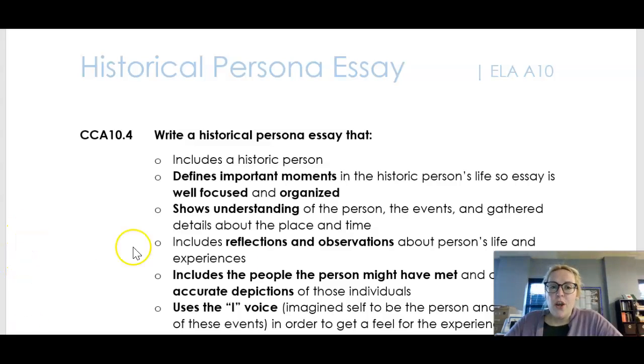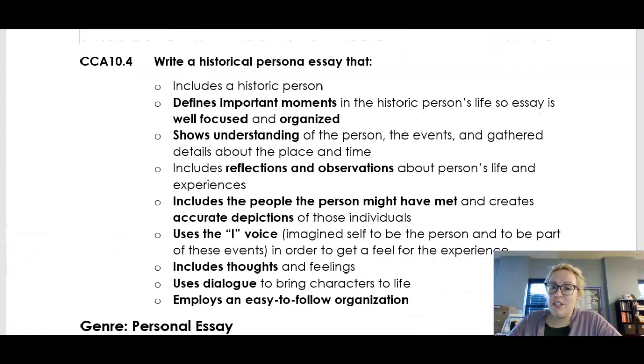So, a historical persona essay, you first have to include a historical person. It can be somebody alive or they can have passed on. It can be a long time ago that they lived. It's really important that you pick a person who has some defining moments in their life, because you're probably going to be writing about a couple of these important moments in your essay so that it's a really focused and organized essay and not just, blah, this is their person's life. This is not a typical essay.